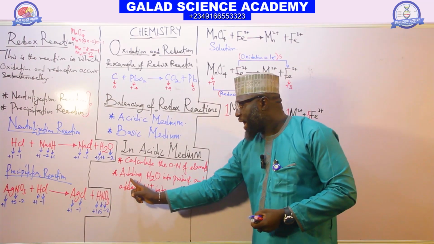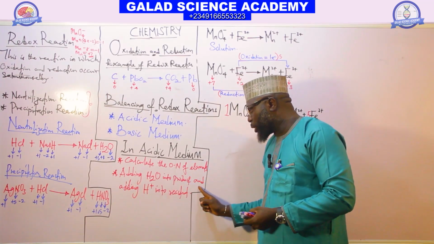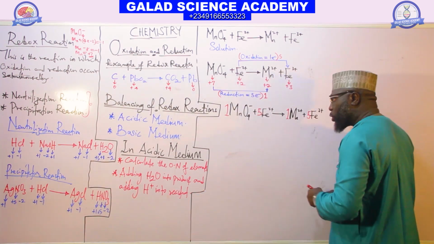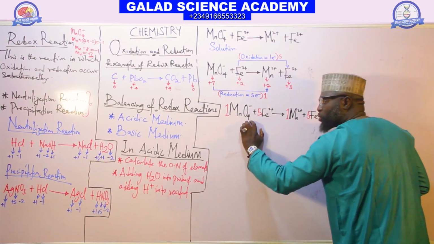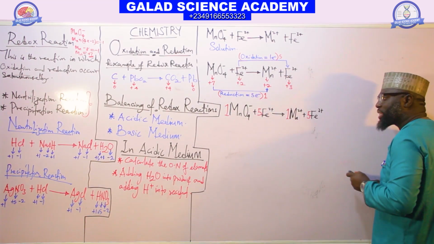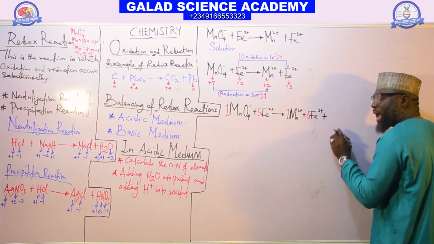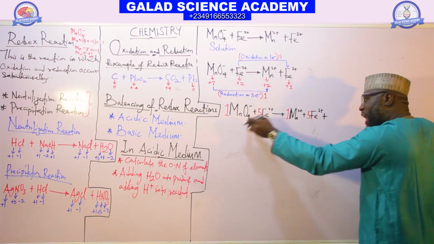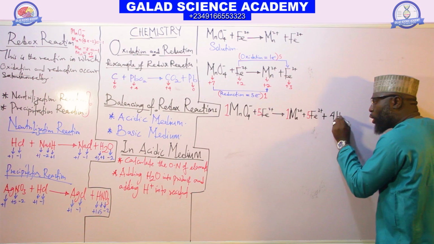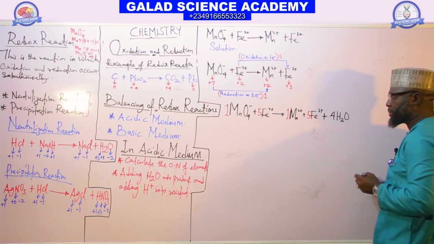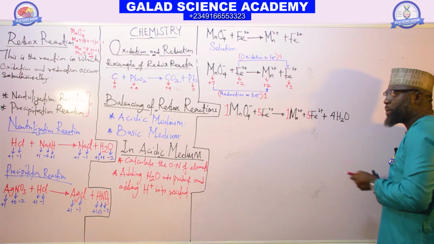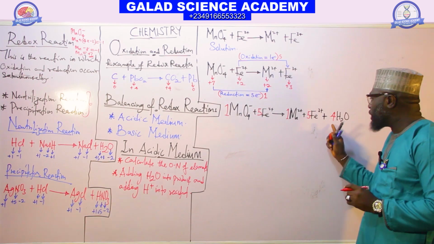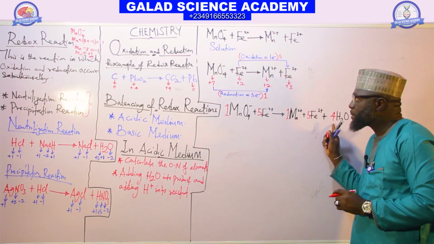Adding water molecule into the products and adding hydrogen ion into the reactant. Let's do that. Where is the product now? Here. Because we want to balance oxygen, you now add water here. The number of oxygen we have here is 4, so you now add 4 moles of water. We add 4 moles of water here.